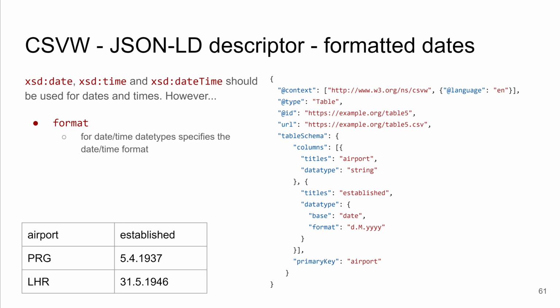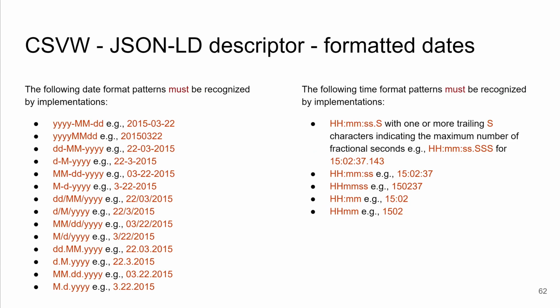However, there is a special format, and that's a day, dot, month, dot, and four digits of the year. Actually, the CSV on the web recommendation is a bit demanding on the compliant implementations, because these are the date formats that the implementations must support. It could be easier if they just said, no, only XMLSchema data types are supported and that's it.